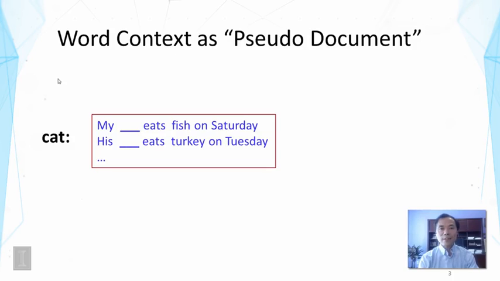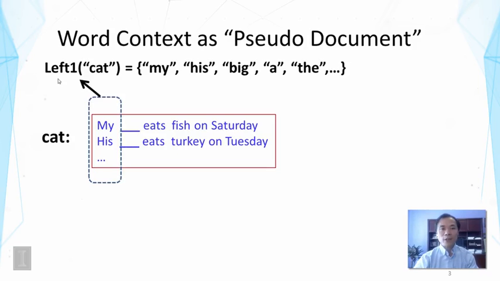So first, we note that the context actually contains a lot of words. So they can be regarded as a pseudo-document, an imagined document. But there are also different ways of looking at the context. For example, we can look at the word that occurs before the word cat. We can call this context a left one context. Right, so in this case, you will see words like my, his, or big, a, the, etc. These are the words that can occur to the left of the word cat. So we say my cat, his cat, big cat, a cat, etc.